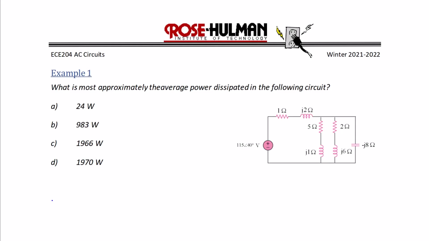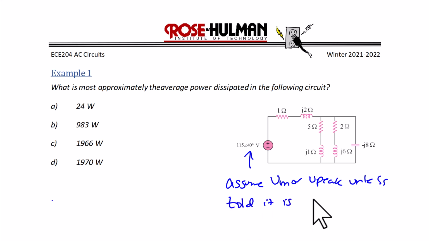Example 1, what is most approximately the average power dissipated in the following circuit? We're going to assume Vm for the source, or V peak, unless explicitly stated as VRMS. So the source is 115 with an angle of 40 degrees. And the first thing we're going to try to do is to find the input impedance as seen by the voltage source. So we are going to simplify this circuit down to the voltage source and the impedance.